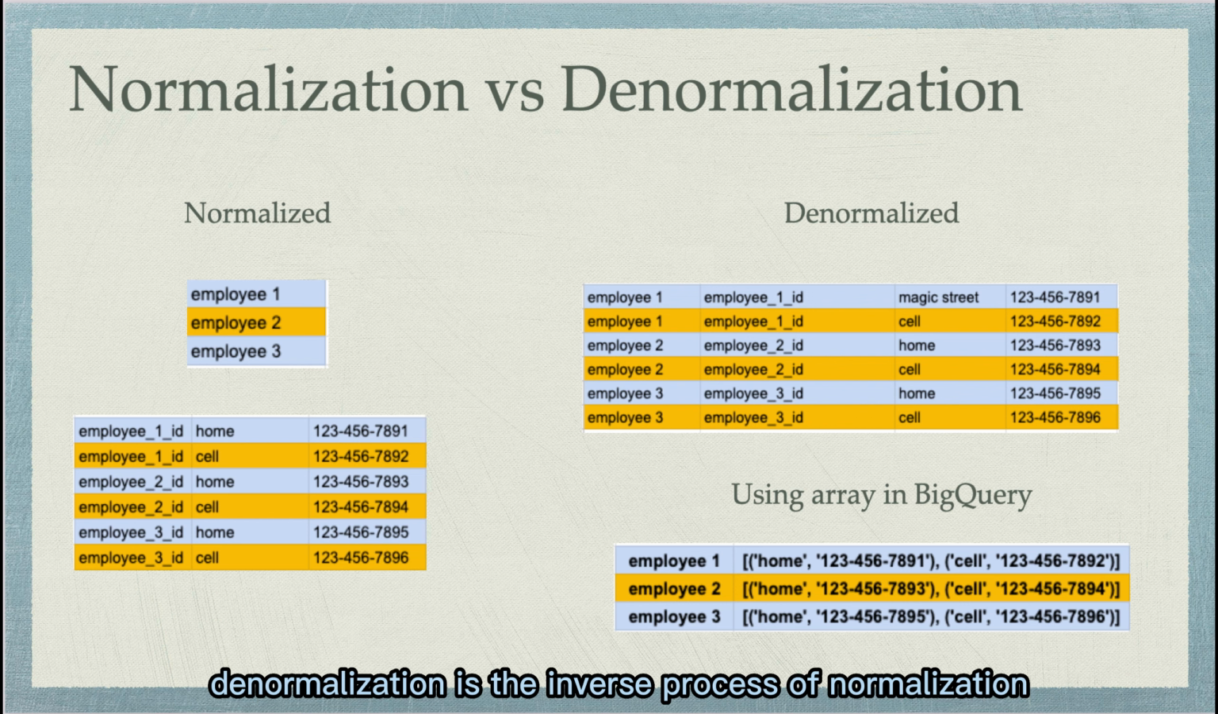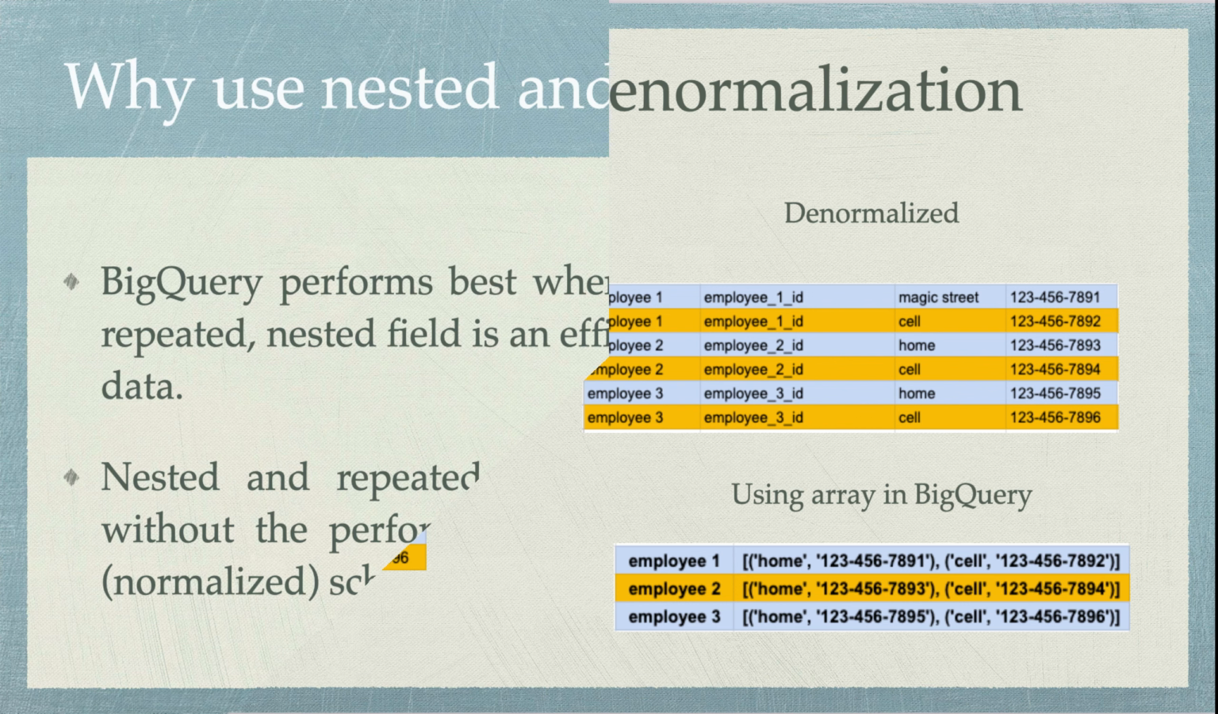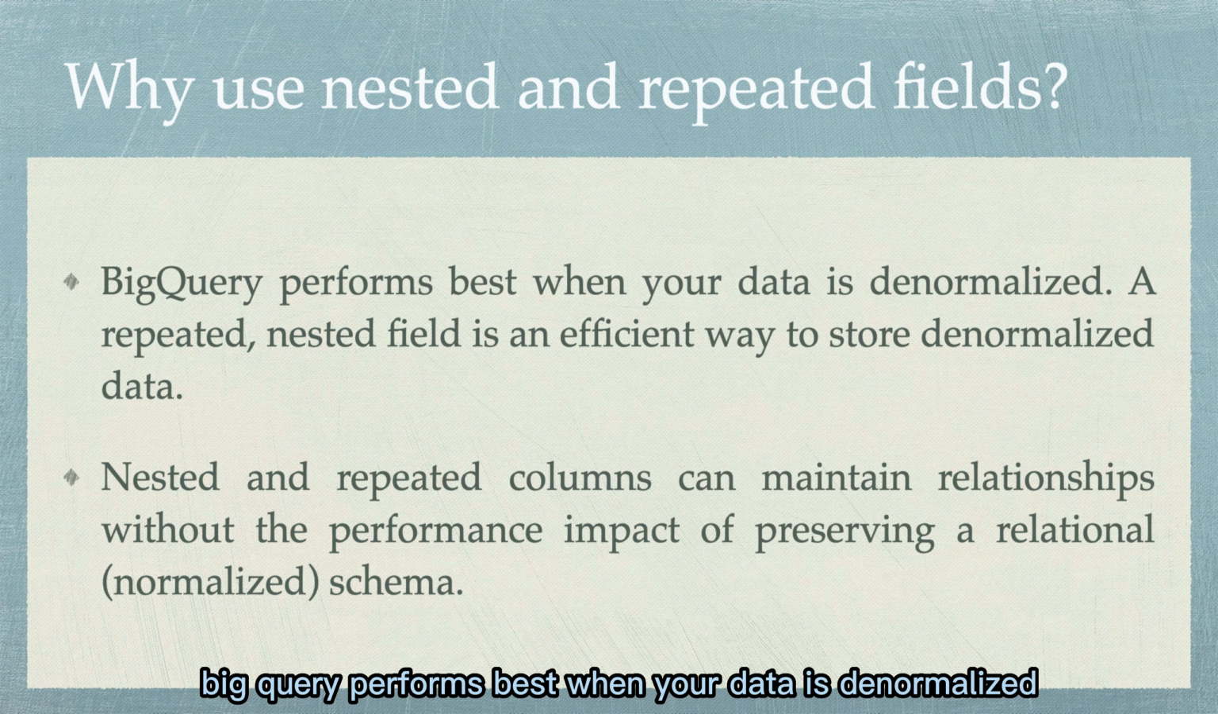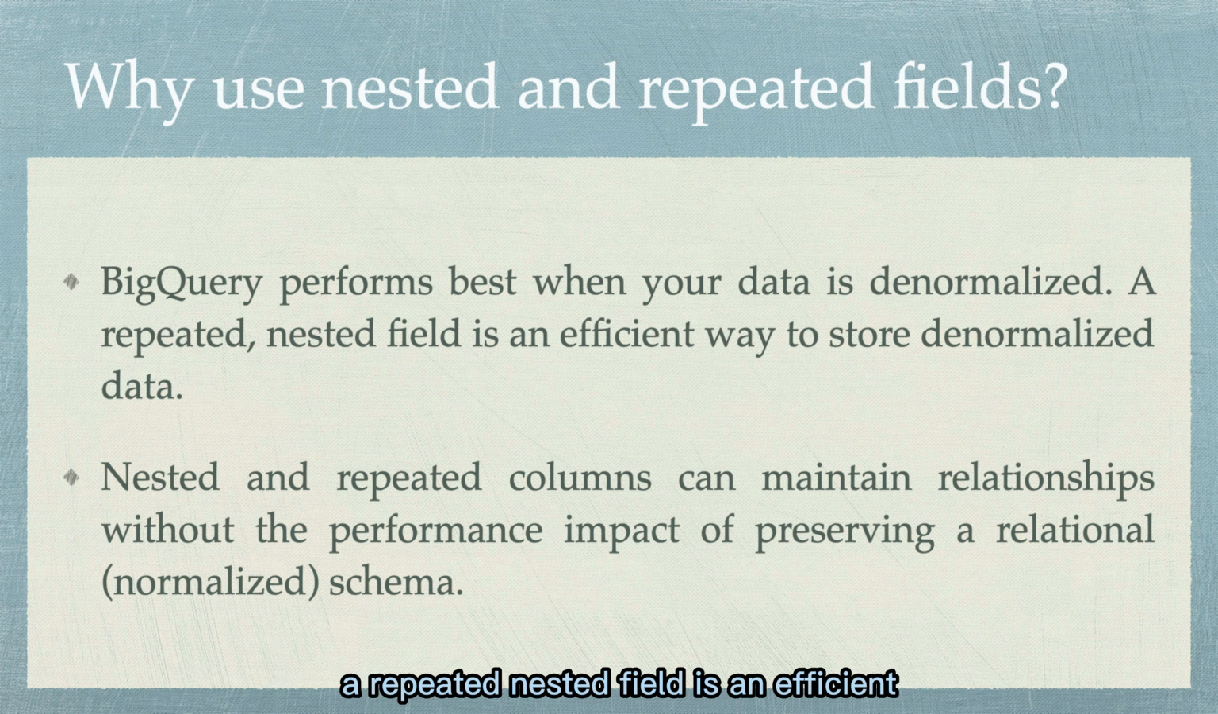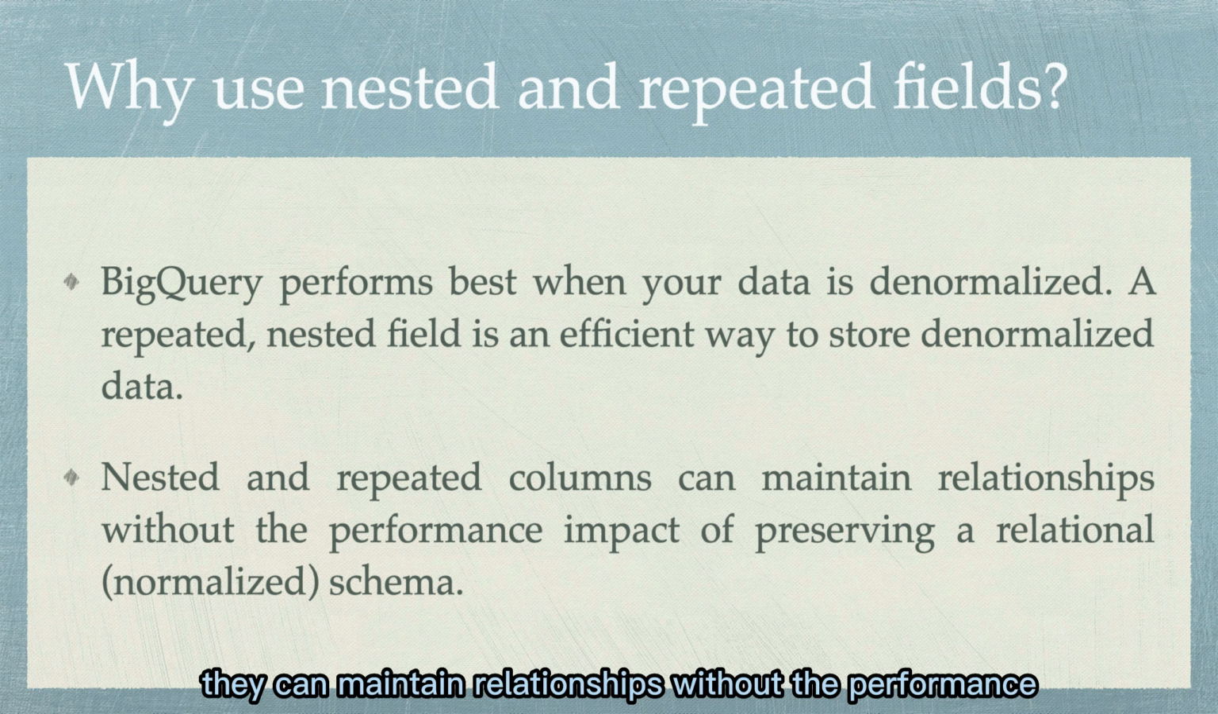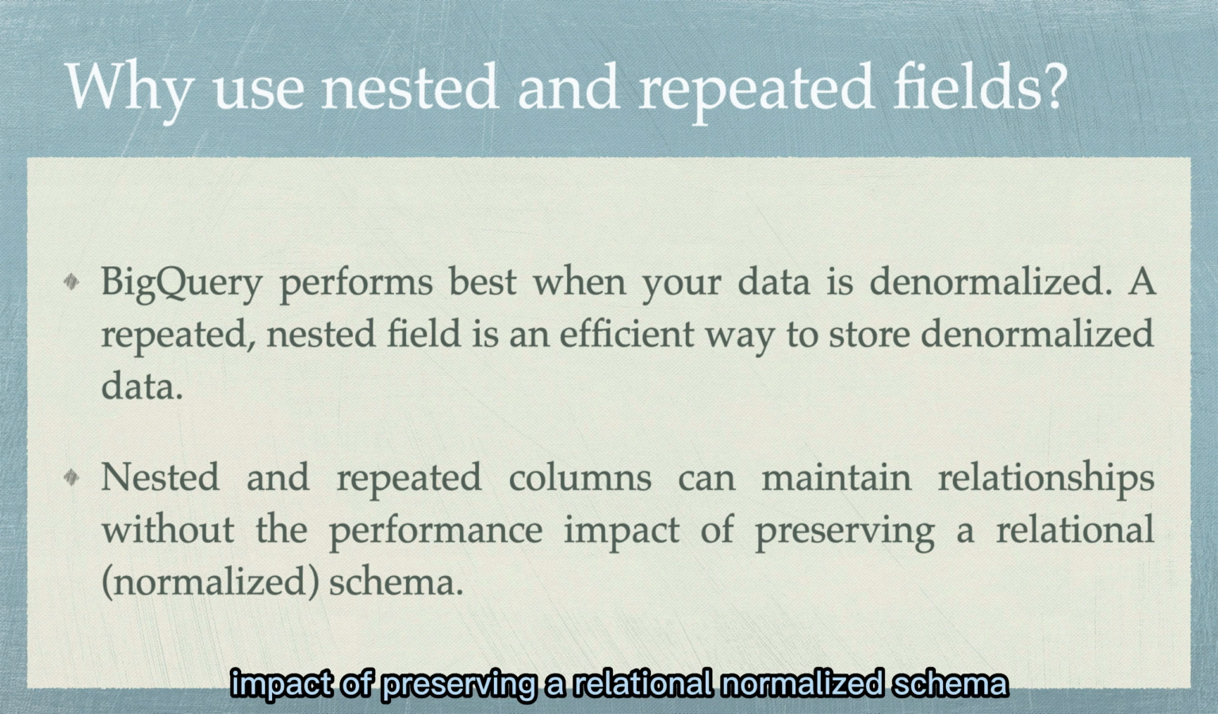Denormalization is the inverse process of normalization. BigQuery performs best when your data is denormalized. A repeated, nested field is an efficient way to store denormalized data. They can maintain relationships without the performance impact of preserving a relational normalized schema.